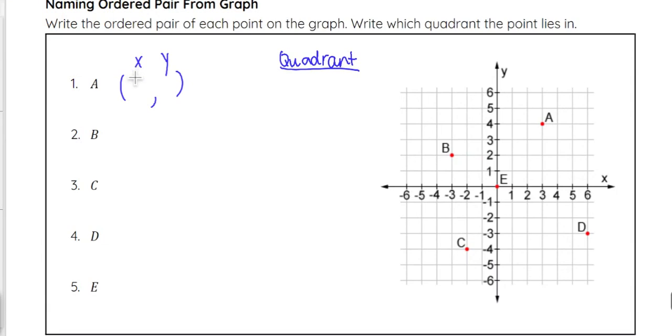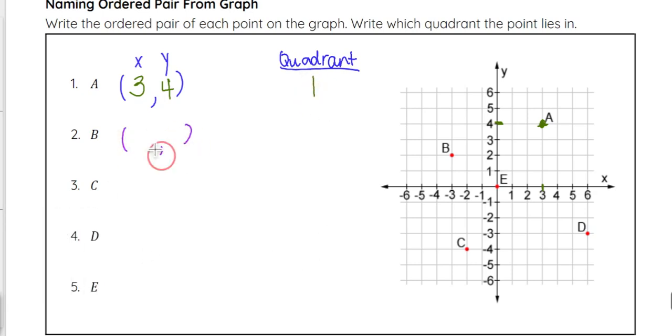So 3 is going to be your x coordinate because that's what lines up on the x-axis with the point A. And then you would go up 1, 2, 3, 4, and you can see that if you look to the left here, the 4 is lining up with the point A on the y-axis, so that is going to be your y coordinate. So 3, 4 is the ordered pair for point A right here. So 3, 4 represents point A, and that is in quadrant 1.